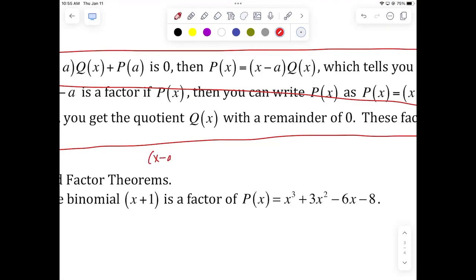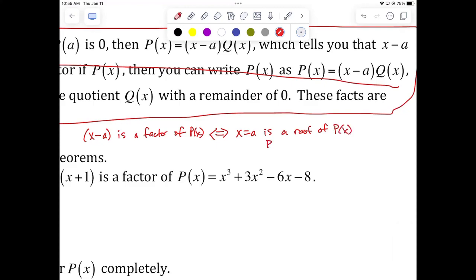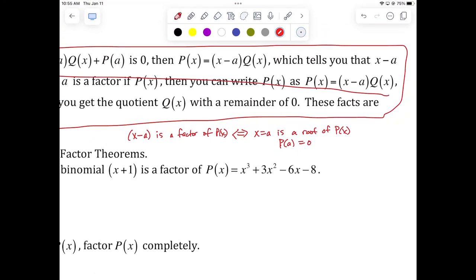Here it is. x minus a is a factor of P of x, if, or I'm sorry, not if. It's an if and only if. So x minus a is a factor of P of x if and only if, so we'll use a double-headed arrow, x equals a is a root of P of x, which means that P of a equals 0. Okay? If and only if means it works both ways. So if you know a root, you know a factor, and if you know a factor, you know a root.